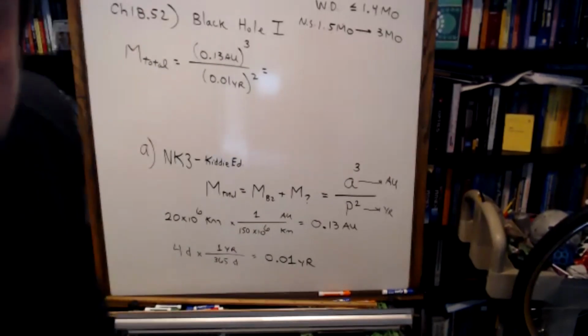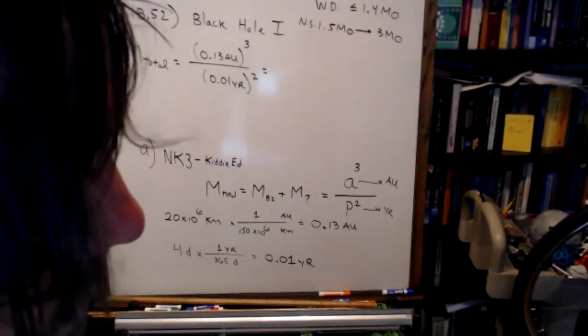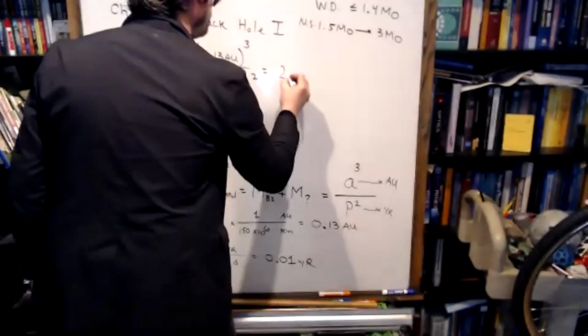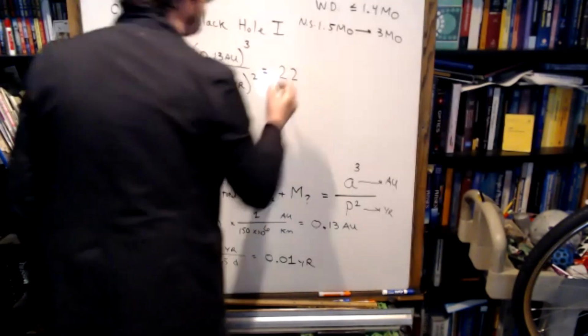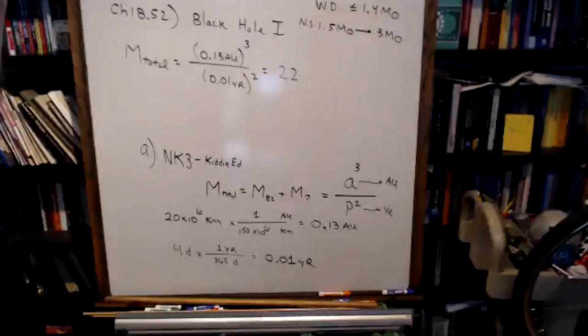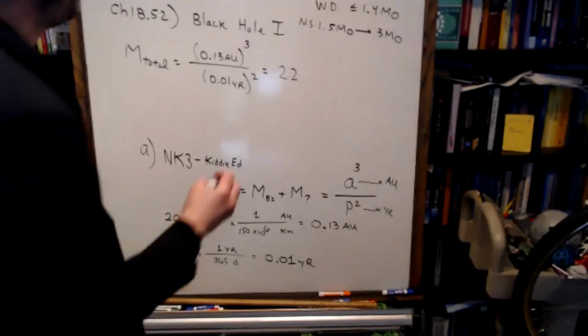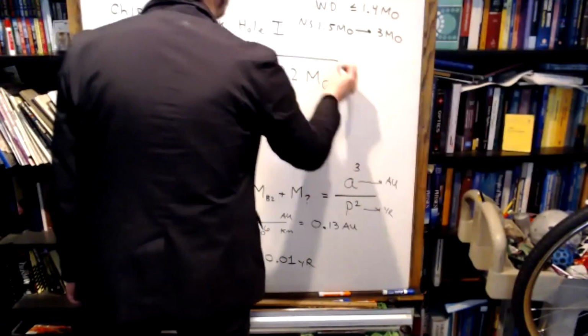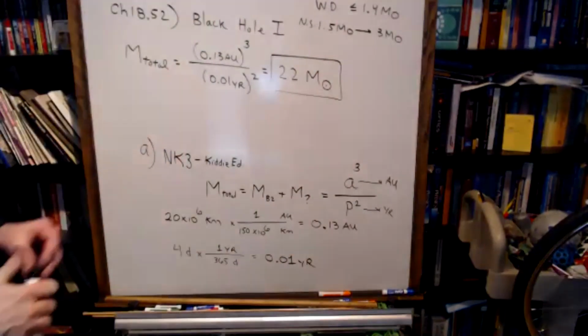21.9. Sorry, Morgan? Isn't it like 22? 22? And the units? Solar mass. Solar mass? That's solar masses. Box it up. That's our total mass. And that's the answer to part A.